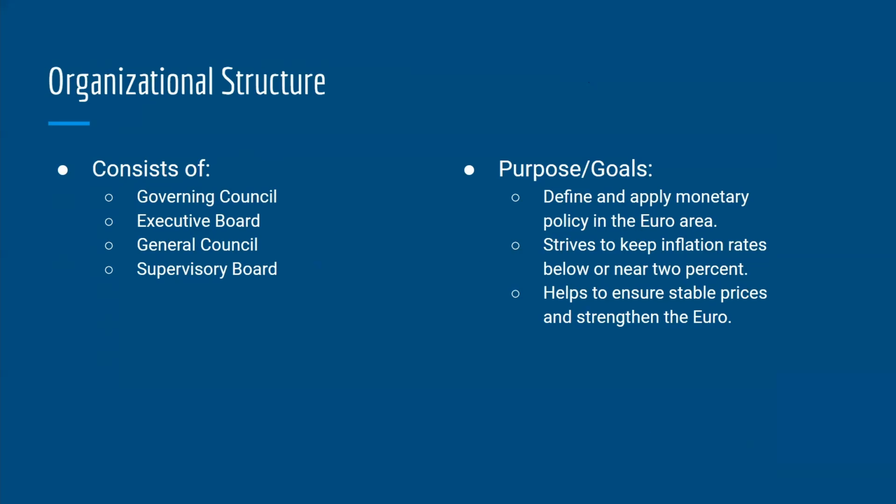The organizational structure of the European Central Bank consists of the Governing Council, Executive Board, General Council, and the Supervisory Board. And the purpose and goals of the ECB is to define and apply monetary policy in the euro area, strives to keep inflation rates below or near 2%, and helps to ensure stable prices and strengthen the euro.